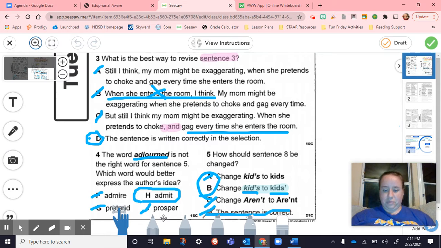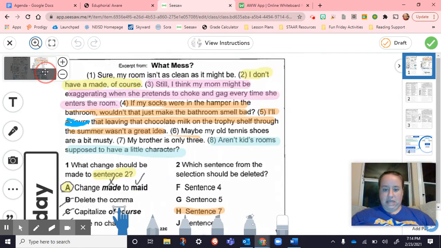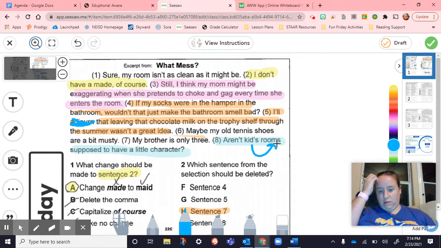That made a lot more sense than any of the other ones, because he's admitting that, yes, that was a bad idea. And then on number 5, how should sentence 8 be changed? So if you go look at sentence 8, it says, aren't kids' rooms supposed to have a little character? So here we notice that when it says kids' room, remember you put the apostrophe S because you're describing that the room belongs to the kids. It's showing that ownership.